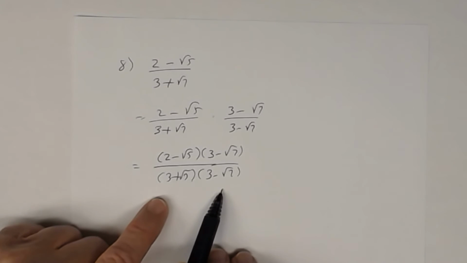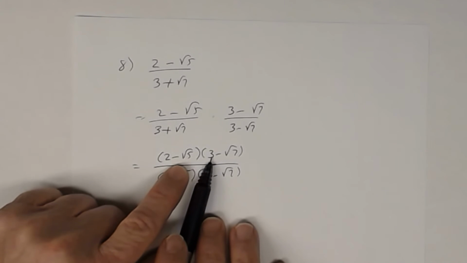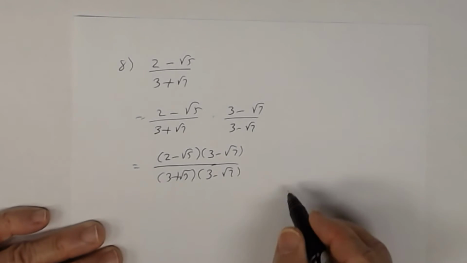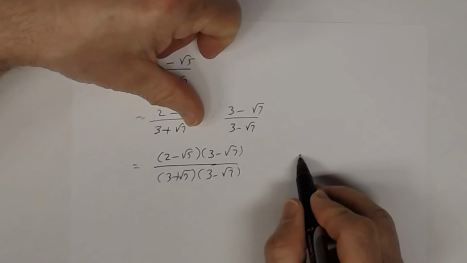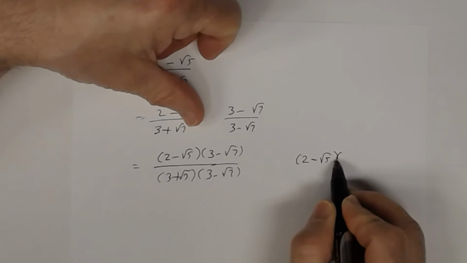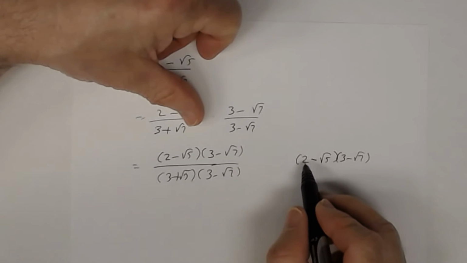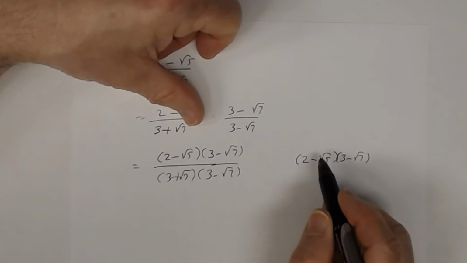That's only true because there are conjugates, right? The numerators are not conjugates, so you actually have to do that work. So you've got to be careful. Watch. Let me go ahead and write the numerator out here: 2 minus the square root of 5 times 3 minus the square root of 7. Those are not conjugates, so you better do FOIL: first, outer, inner, last.